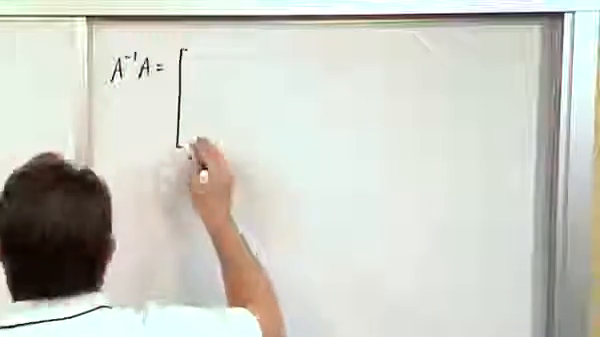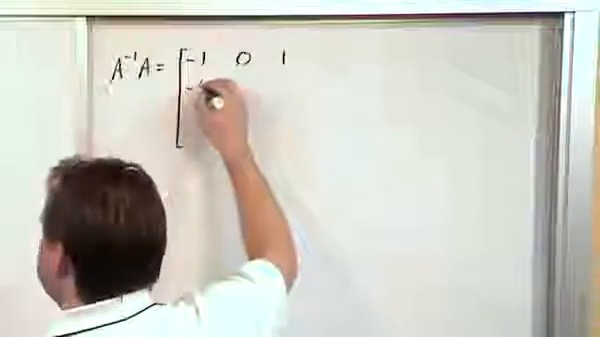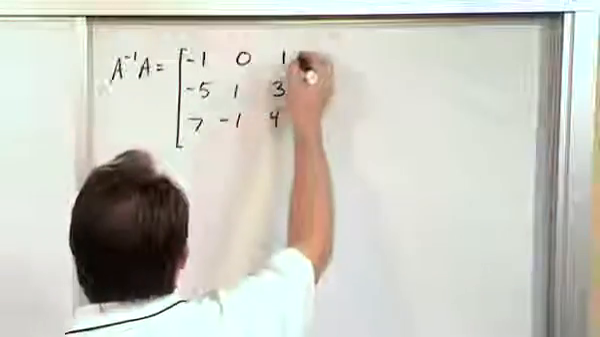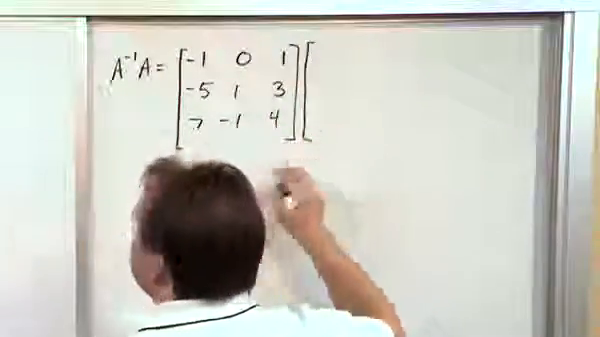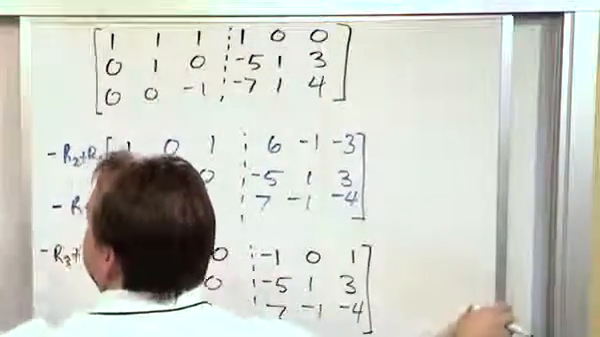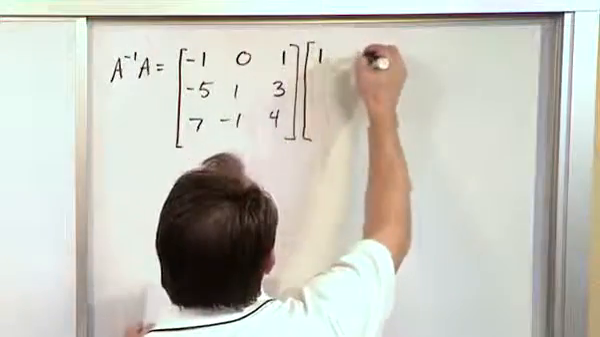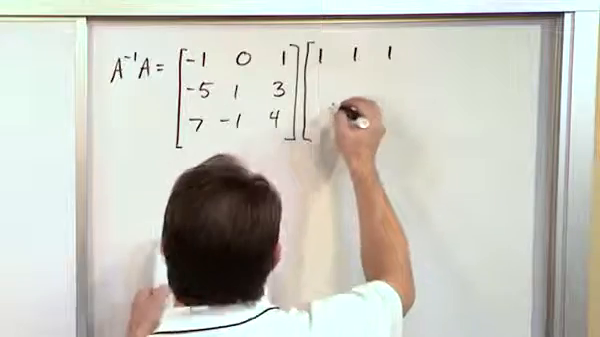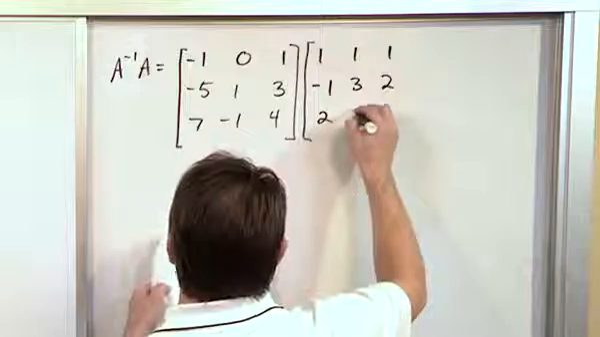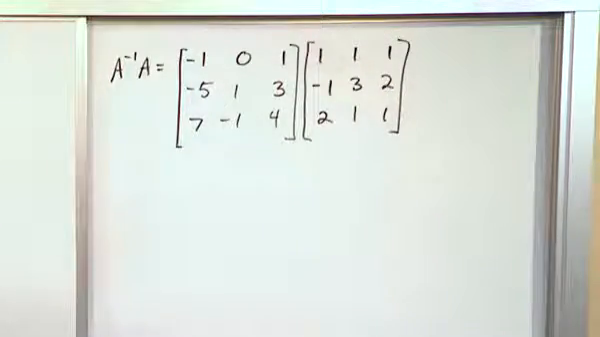So let's write our inverse down first. Our inverse is -1, 0, 1, -5, 1, 3, 7, -1, 4. That's our inverse matrix. We multiply it by the original matrix. The original matrix that we were given is on the board, this matrix here. So I'm going to write that one down as 1, 1, 1, -1, 3, 2, 2, 1, 1, like this. So I need to multiply that out.